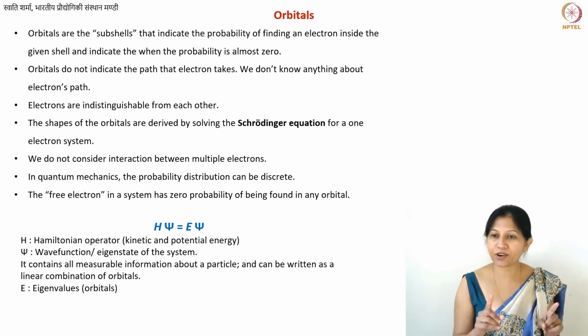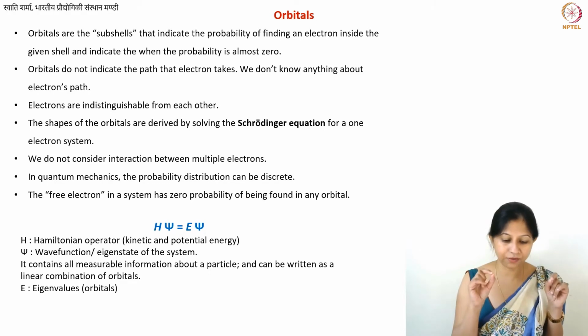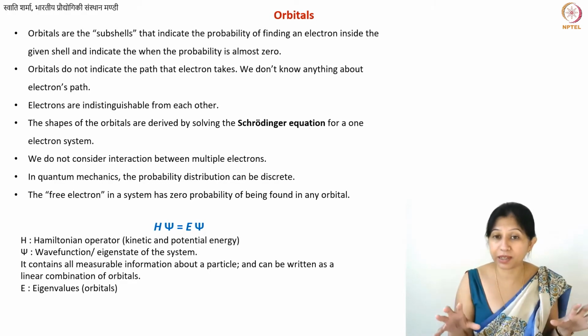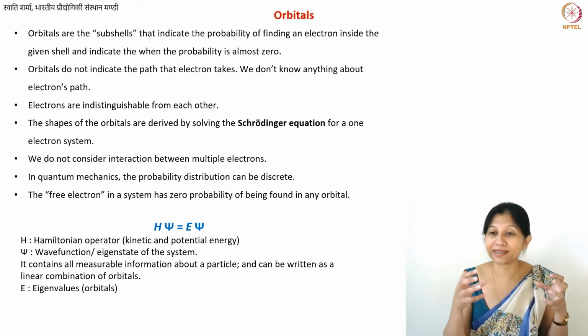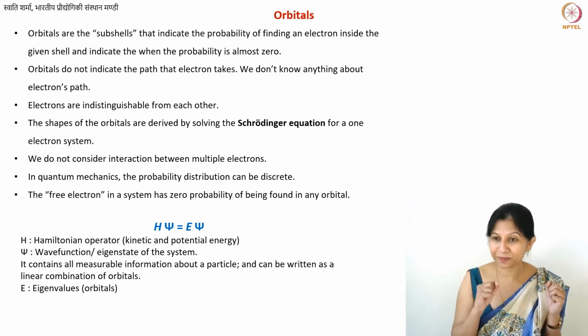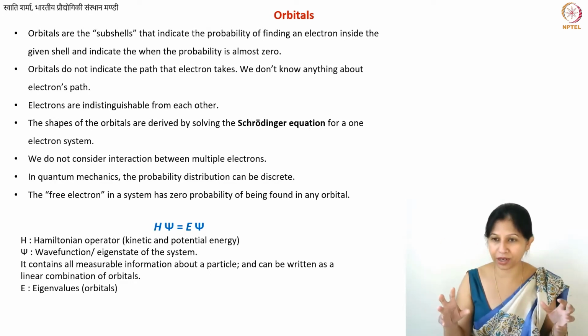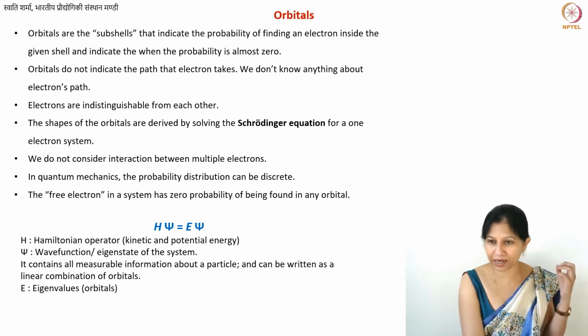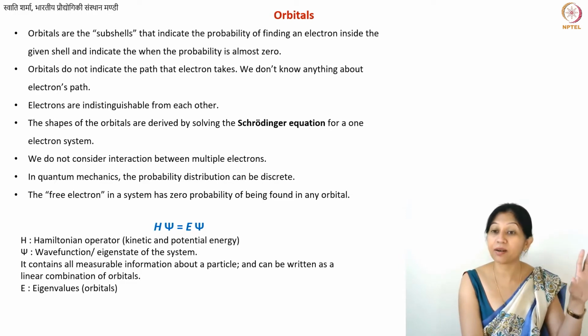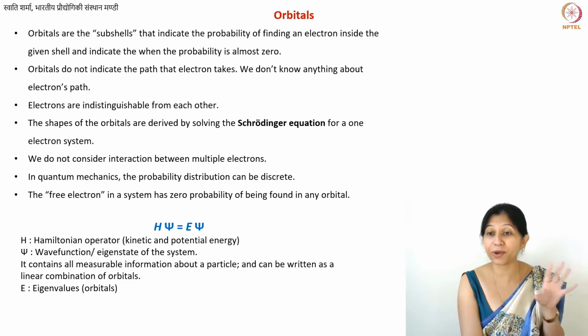What is a free electron? A free electron is the electron which has zero probability of being found in any of the orbitals that participate in bonding. So if there is an orbital which is not participating in bonding, which means there is a certain energy level which is available for the electron, the electron can most likely be present there, but it will not participate in bonding.